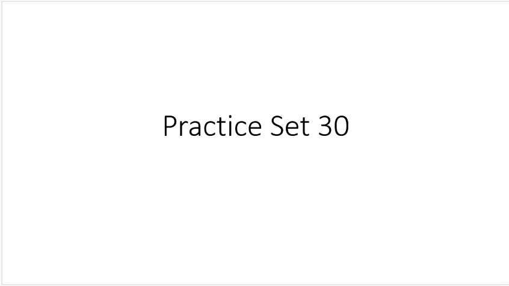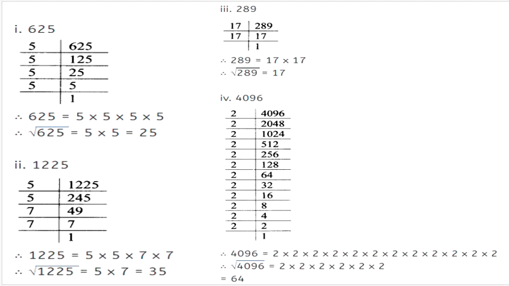Practice set 30. Here we are finding the square root of various numbers. We will be using the prime factorization method. For instance, the first one, 625, when writing its prime factors, I will divide it by 5. 5 125s are 625, 5 25s are 125, 5 5s are 25, and 5 1s are 5.